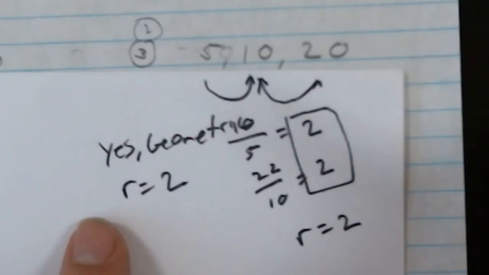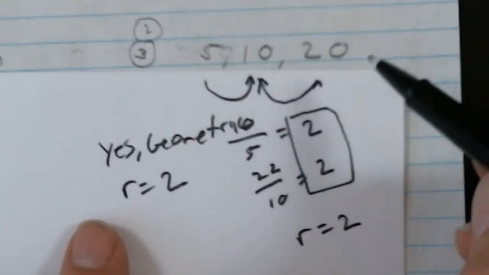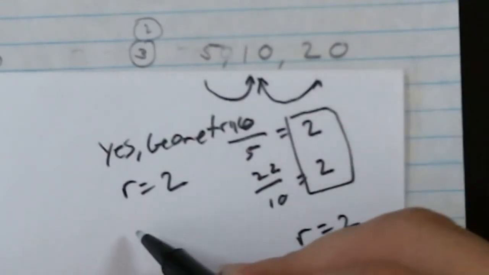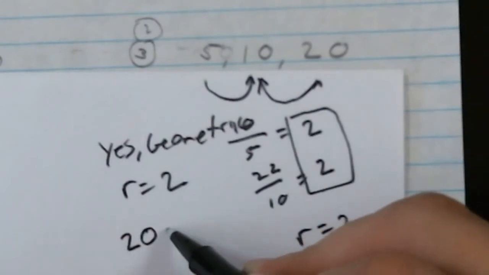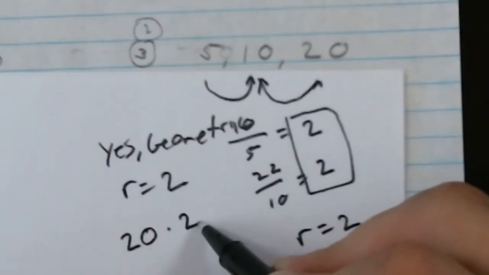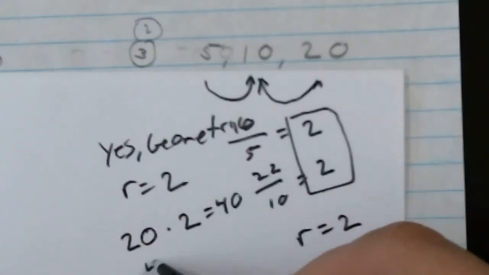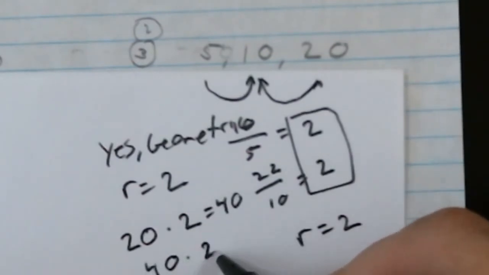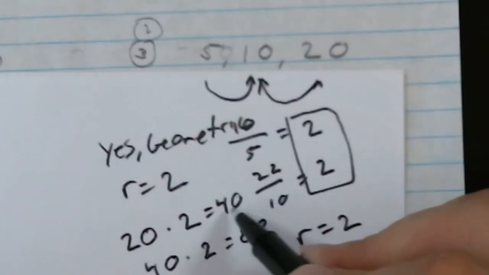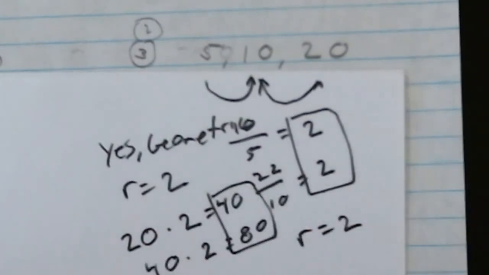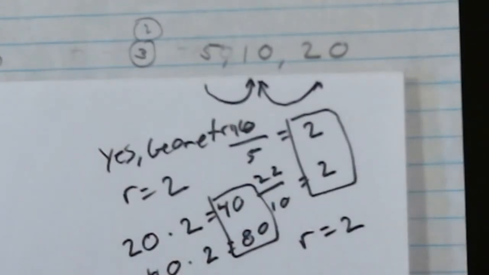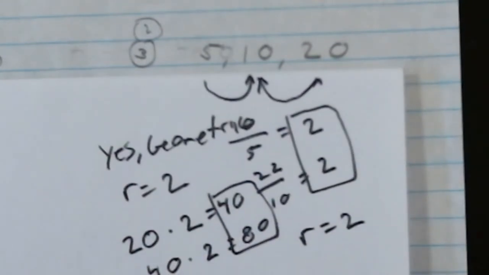And what's the next numbers? So we want 2 numbers. And how are you going to get that? Well, you're going to go 20 times 2, which is what? 40. And you're going to go 40 times 2, which is 80. So there's your numbers there. So I'm hoping that you don't really have a hard time with this. It's actually pretty straightforward. So let's challenge you a little bit.